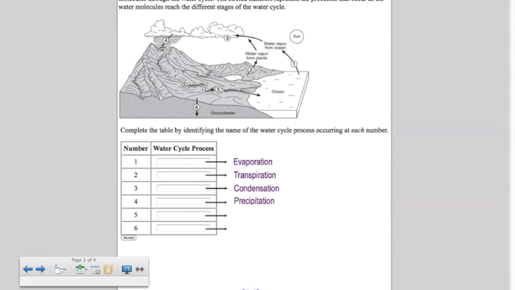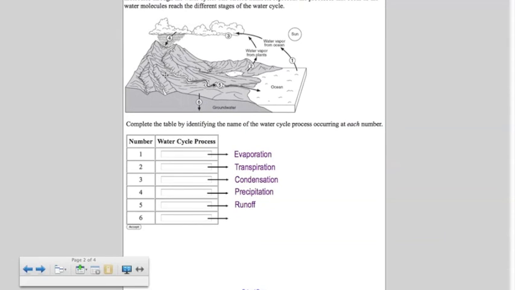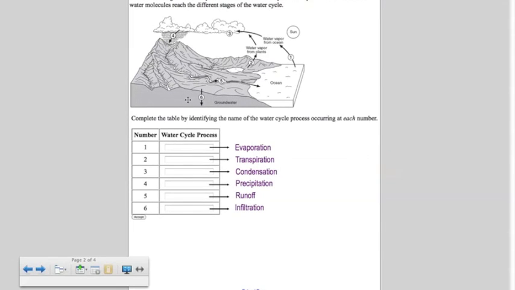5 is the water going down the mountain into the ocean. That is called runoff, because the water is running off the ocean and running off the mountains into the ocean. Number 6 is infiltration, because infiltration also means to go into the ground. So that's how you would do a question like that.